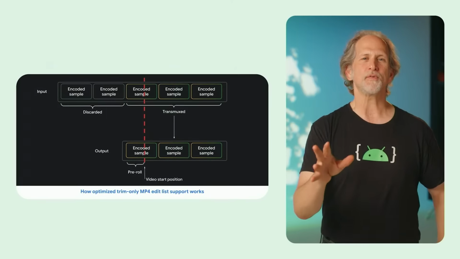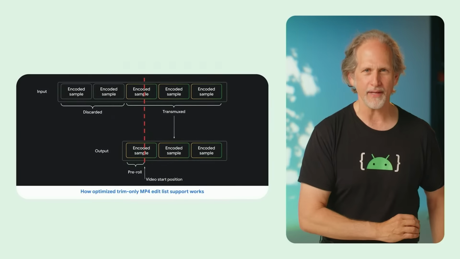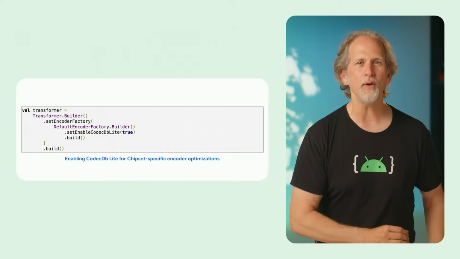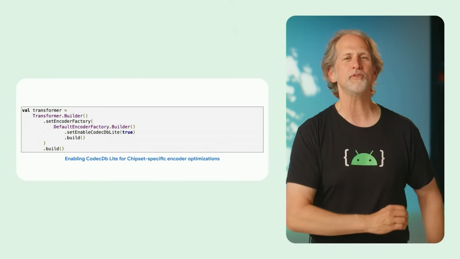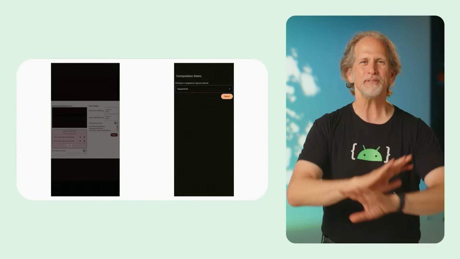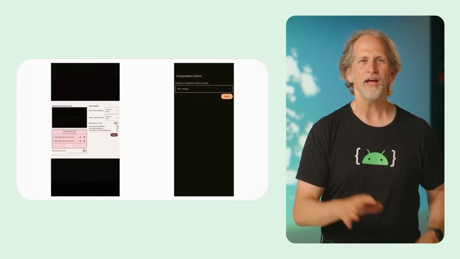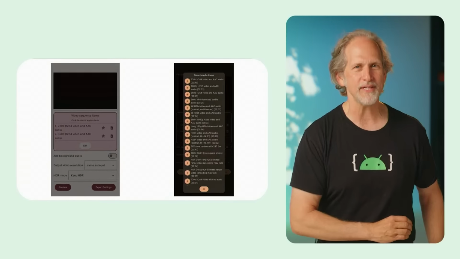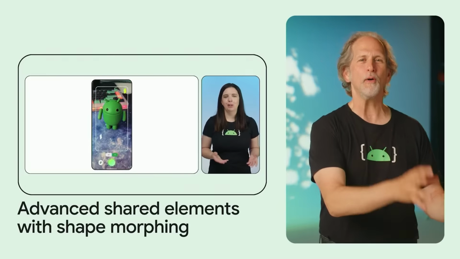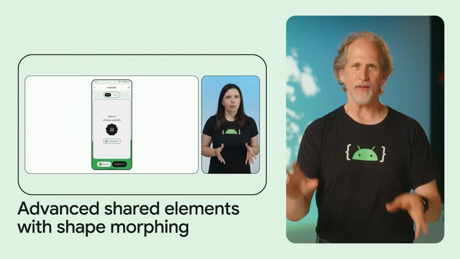Experimental optimizations for faster trim operations on MP4 edit lists. Chipset-specific encoder configuration optimizations in CodecDB Lite to maximize user-perceived quality at your target bitrate. And a refreshed Adaptive First composition demo app built entirely with Kotlin and Compose that showcases a custom multi-asset video compositor.